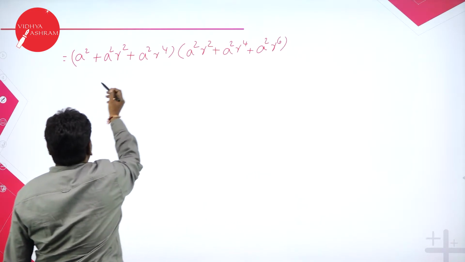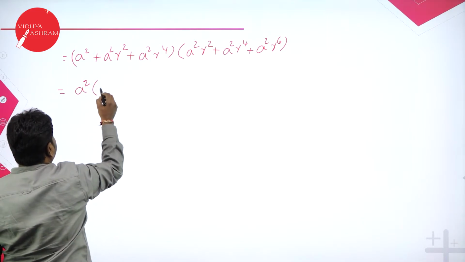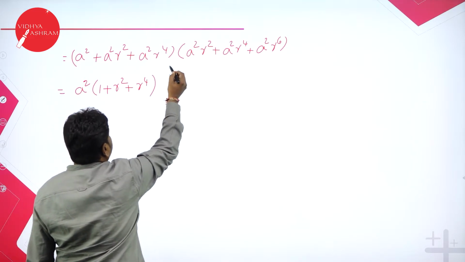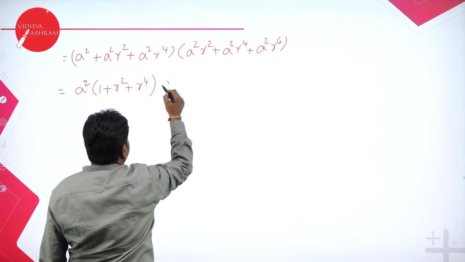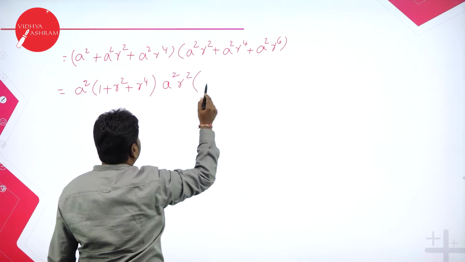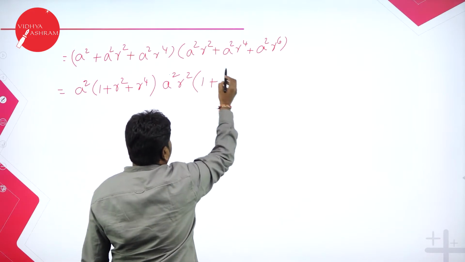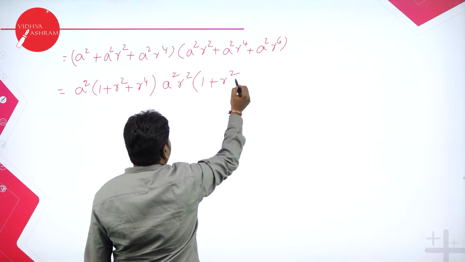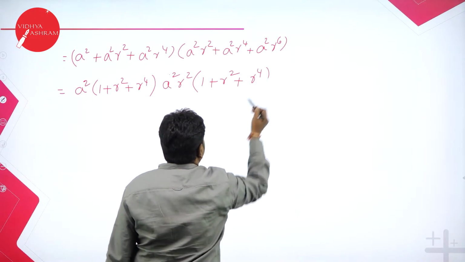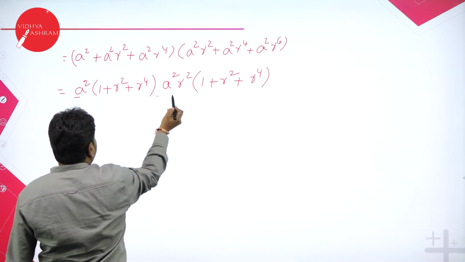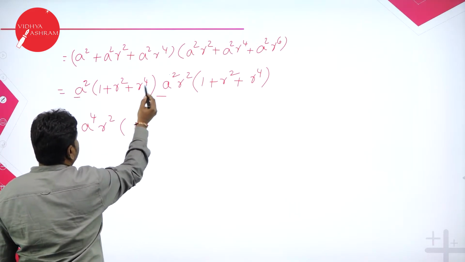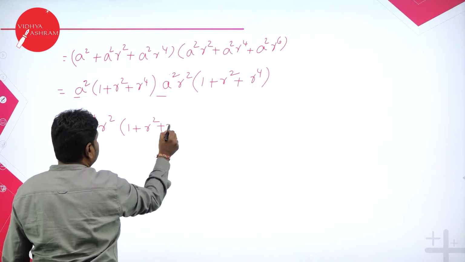Now further in these two, in each term I can take A square common. If I take A square common, 1 plus R square plus R power 4. Again here, if I take A square R square common, it will become 1 plus R square plus R power 4. A square is already out, R square is out, it will become R square plus, again, A square and R square is taken out, so it will become R power 4. Again, if you observe, A square into A square, I can write it as A power 4 R square, and 1 plus R square plus R power 4, 1 plus R square plus R power 4.